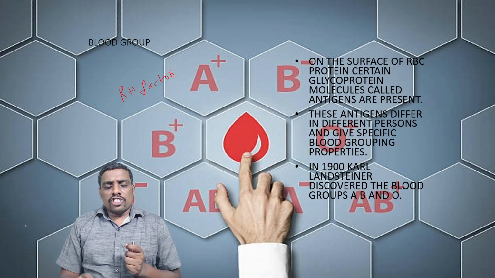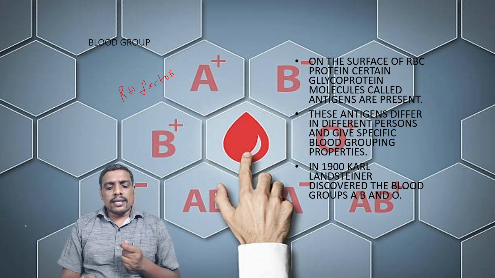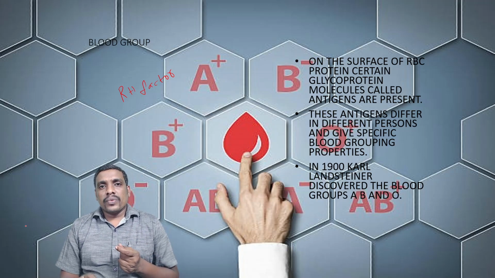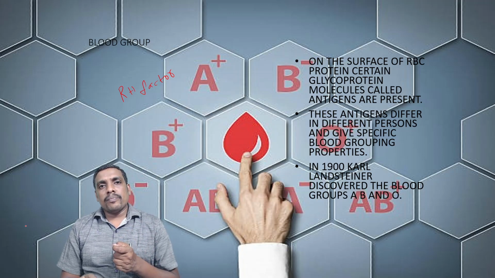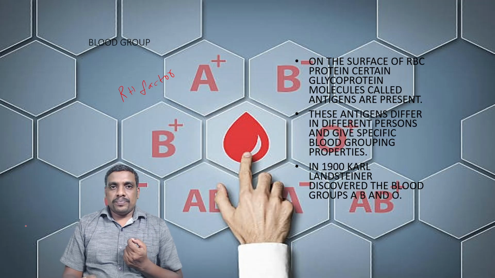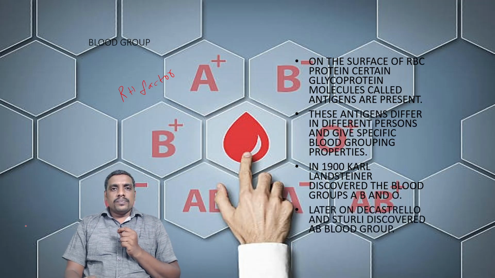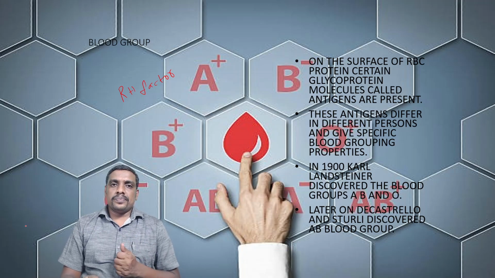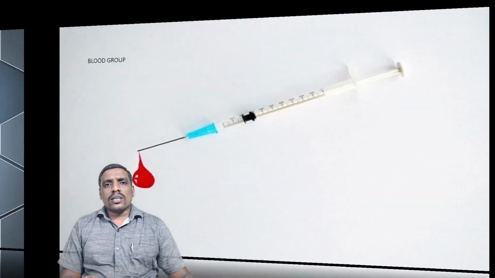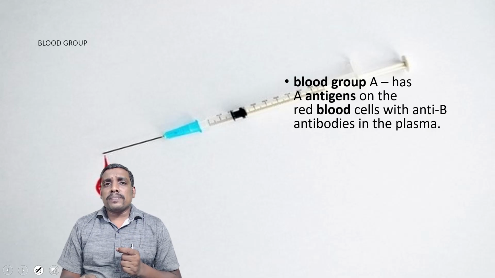Now, each blood grouping system has some characters we are going to see. In 1900, Karl Landsteiner discovered three different types of blood groups: A group blood, B group blood, and AB group blood. There is one more type of blood group called O group blood, which was discovered by other scientists, De Castello and Sturli. Now, let us see what A group blood is. A group blood has A antigens on their RBC and B antibodies in their plasma.